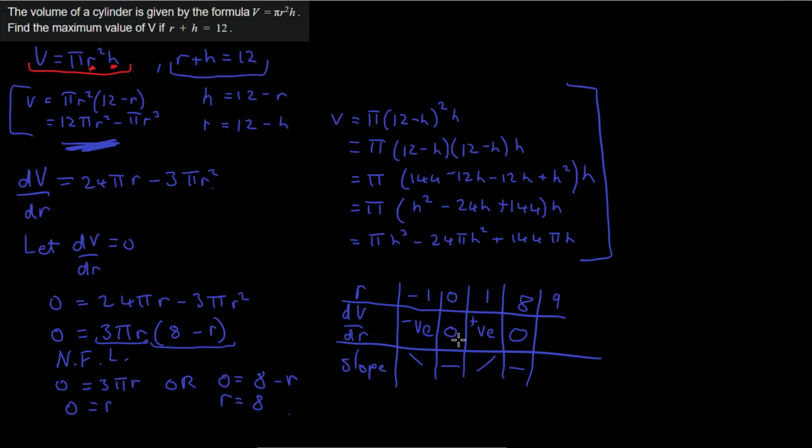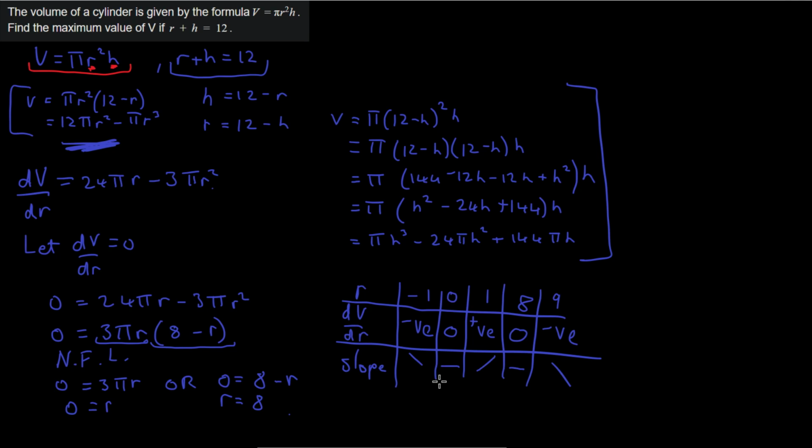Now we sub in 9, what happens? We'll get a positive value here. This term here will become negative. 8 minus 9 is -1. So a positive times a negative is a negative. So we have two stationary points. We've got two places where the derivative is 0: r equals 0, and r equals 8.